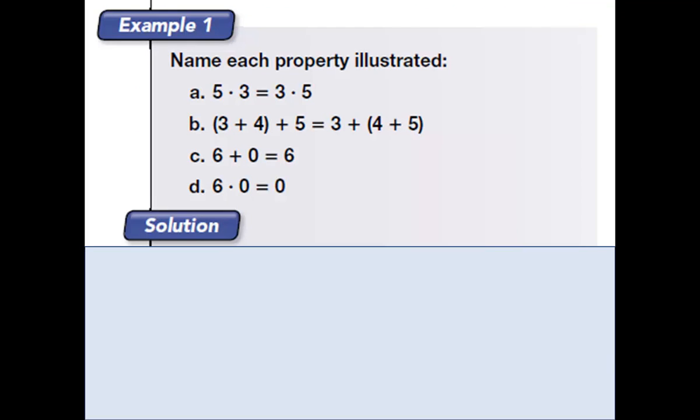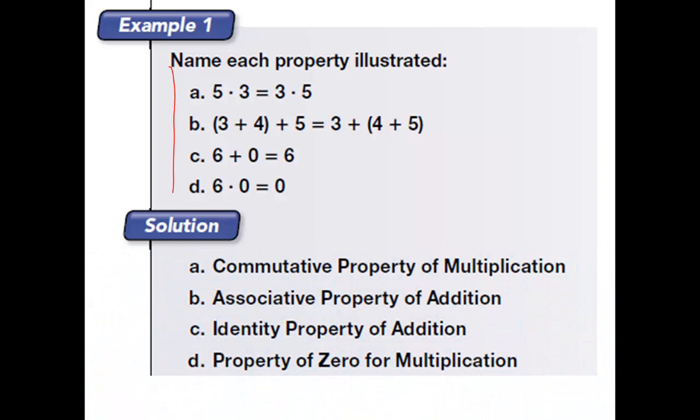Pause the video, see if you can answer all of these, and then let's see how you did. So in A, 5 times 3 is 3 times 5. We're scrambling them up, but it doesn't change our answer. So that is the commutative property of multiplication.